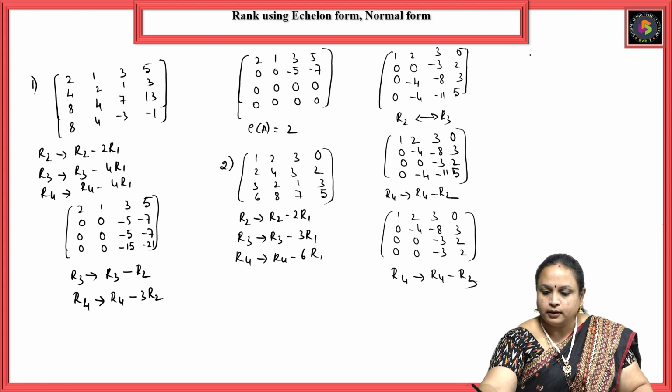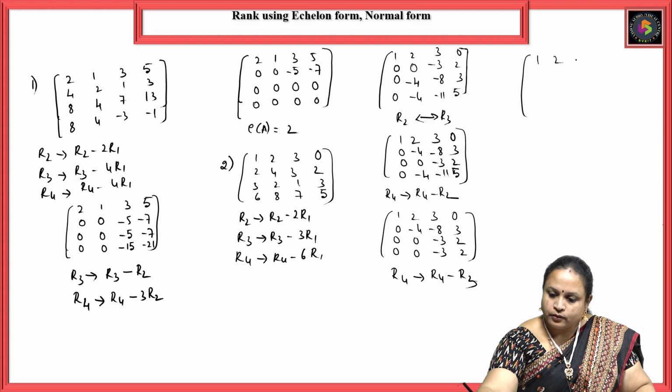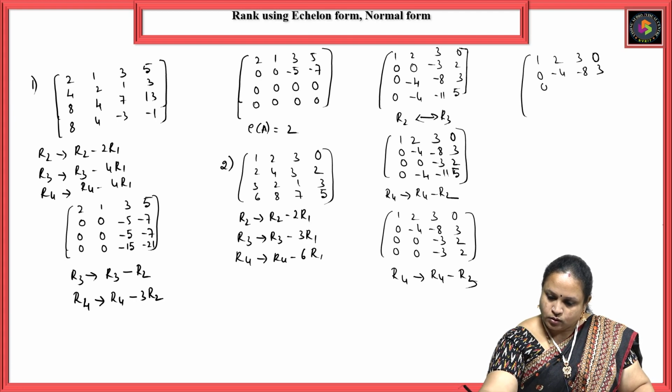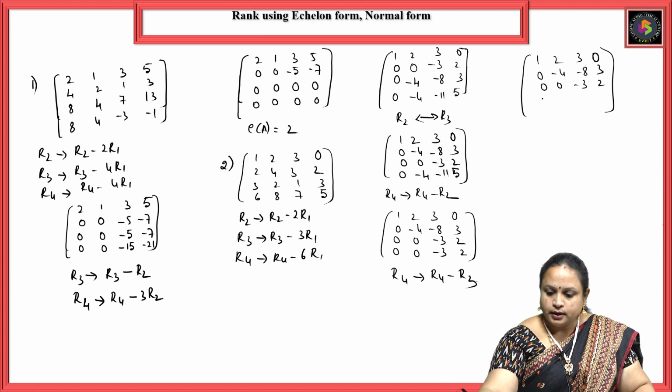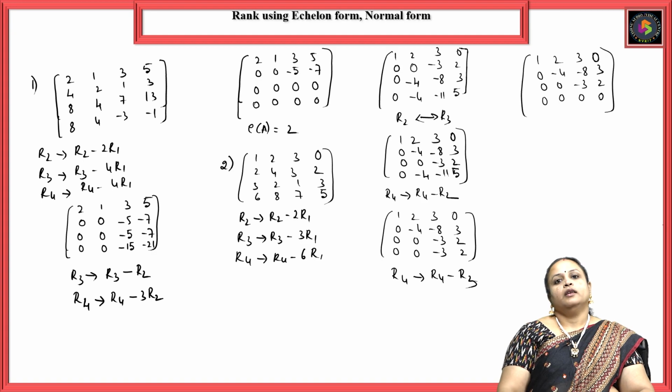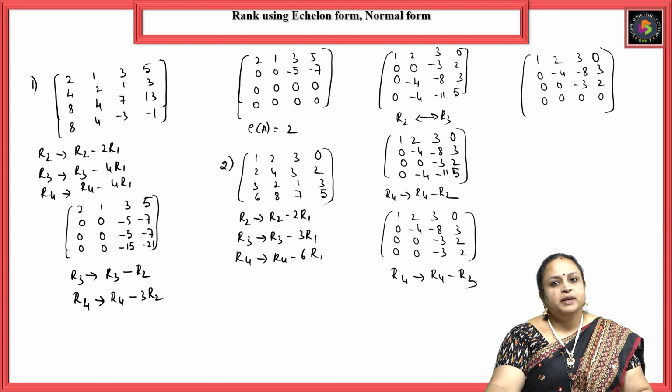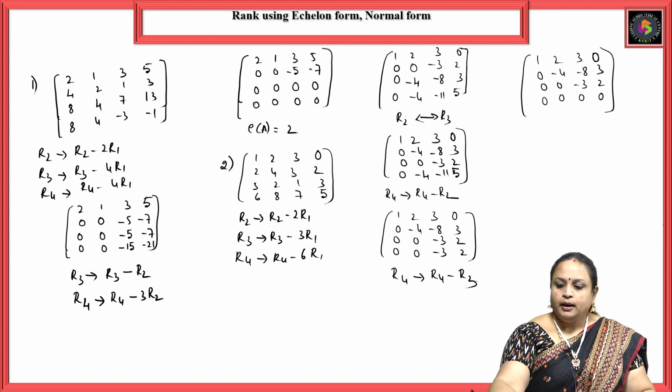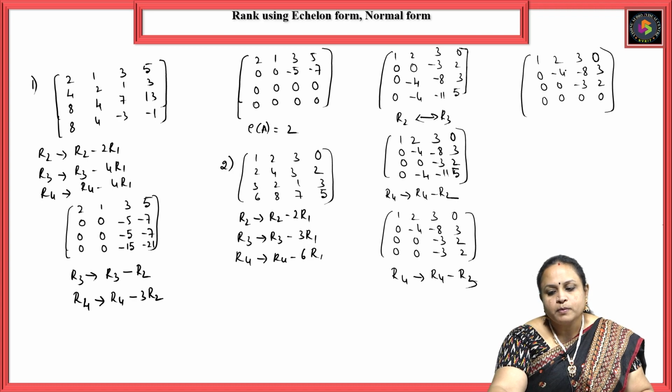So, R4 implies R4 minus R3. So, first row is not changing, second row is also not changing, third row is also not changing. Now, it is 0, 0, 0, 0. Then the 0 rows are placed at the bottom of the matrix and the number of zeros before the non-zero element are constantly increasing.